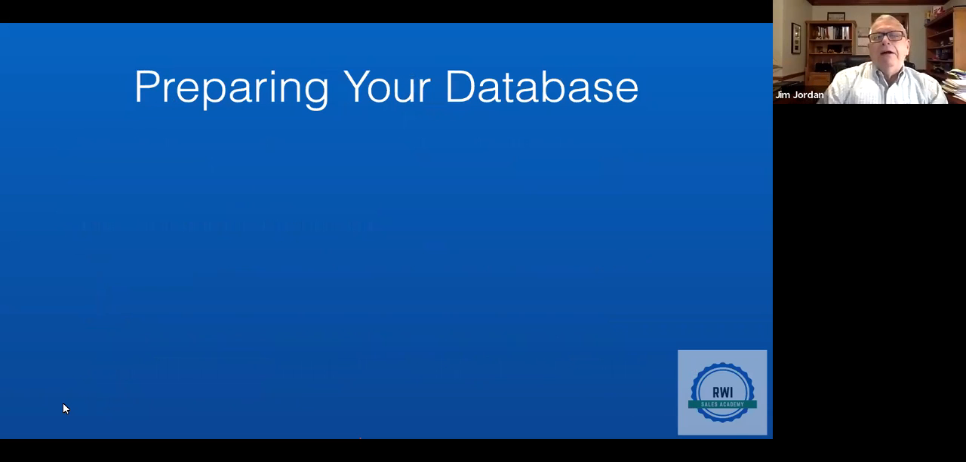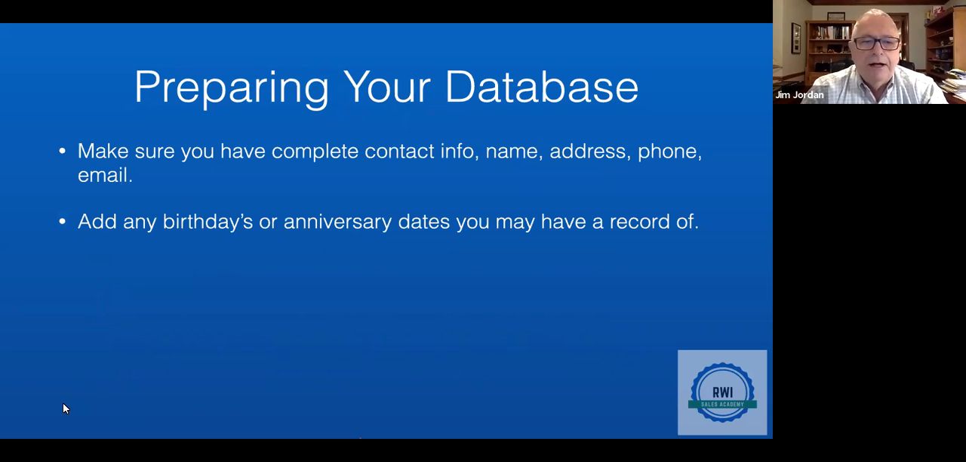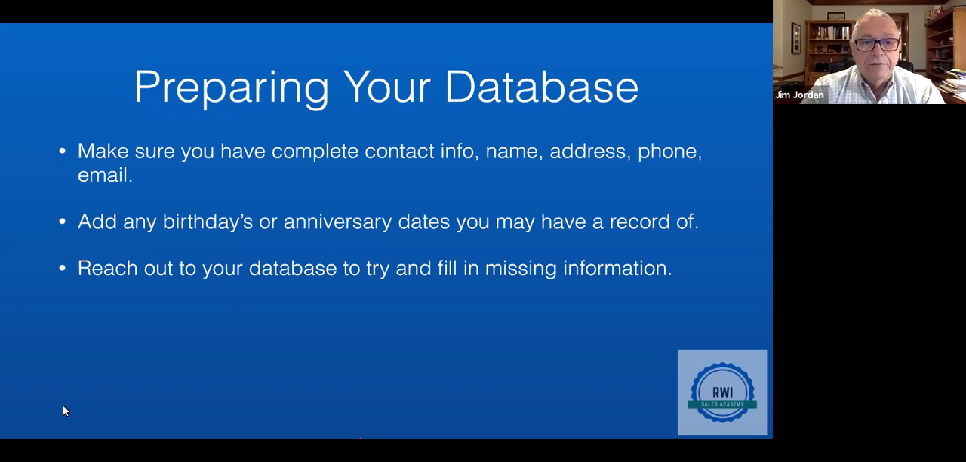Now let's talk about preparing your database to use it. First of all, you want to make sure that you have complete contact information: name, address, phone number, email, as much information as you have about your contact. Add any birthdays or anniversary dates that you may have a record of. We all typically know when our friends' birthdays are, and they're probably going to be part of this database list, and so we could add their birthdays in. Also, you can find out birthdays on things like social media, like Facebook, things of that sort.